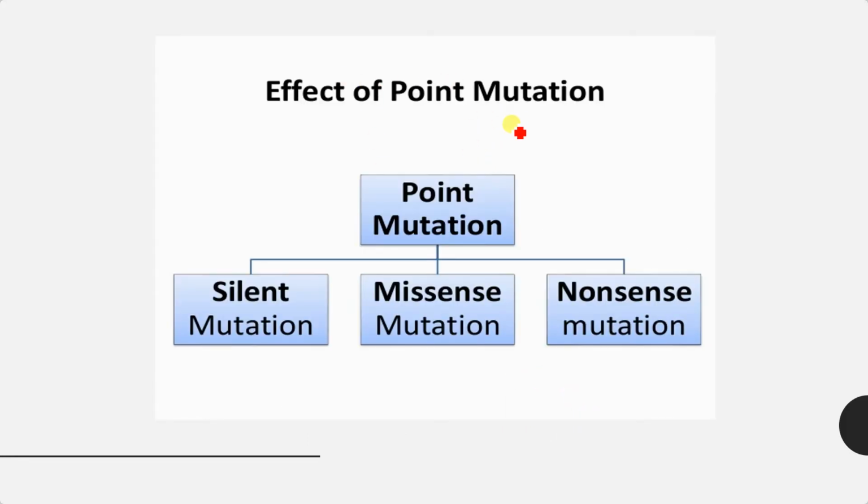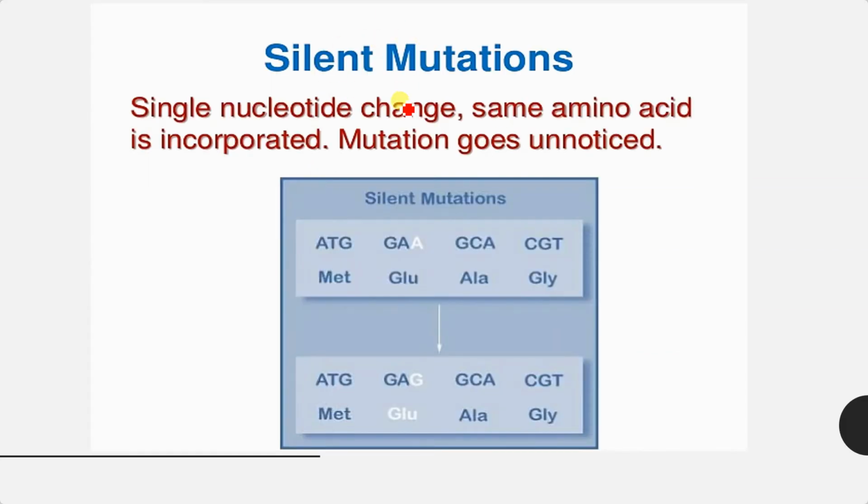And this point mutation, based on its result, leads to three types. One is called silent mutation, the next one is called missense mutation, and the next one is called nonsense mutation. So in silent mutation, you will have a single nucleotide change, but still you will have the same amino acid, and the effect or function of the protein will be the same. So the mutation does not get noticed.